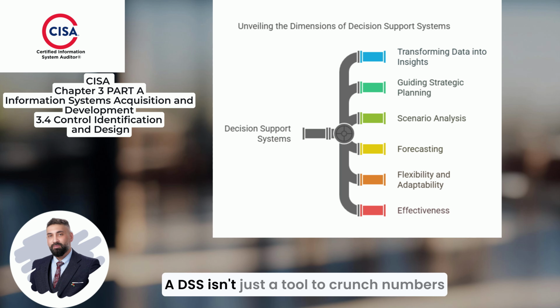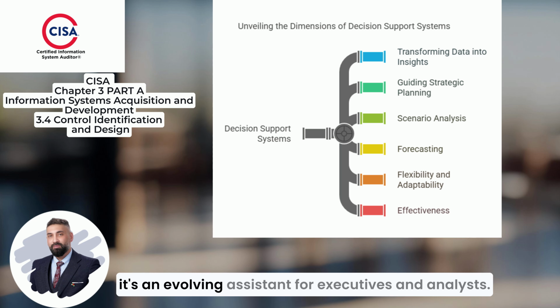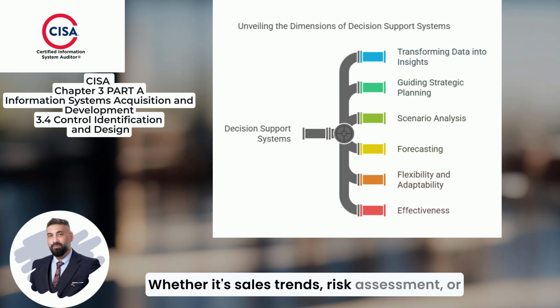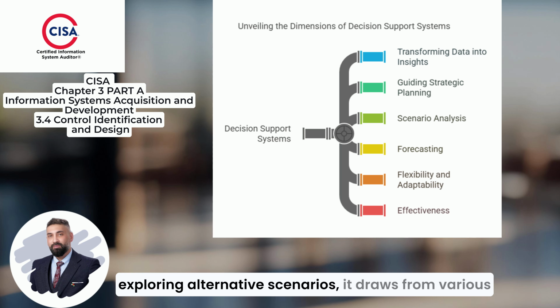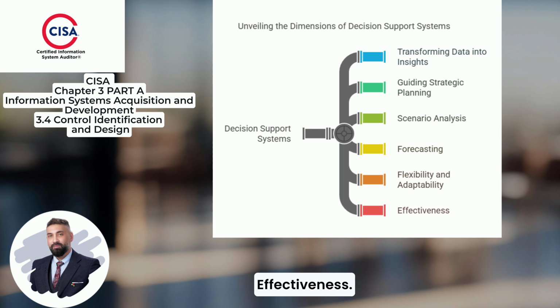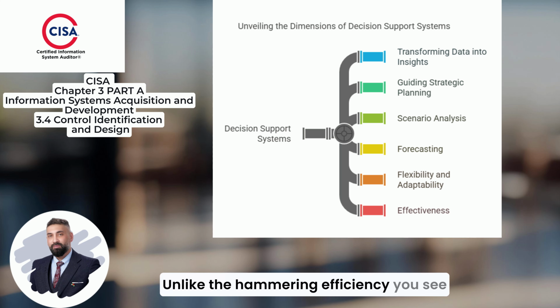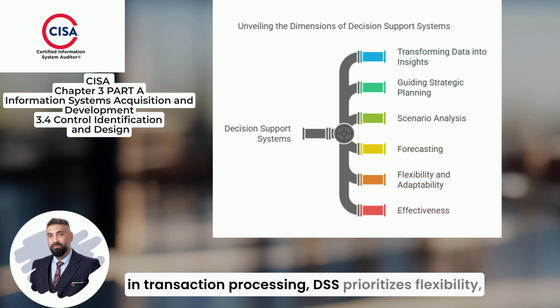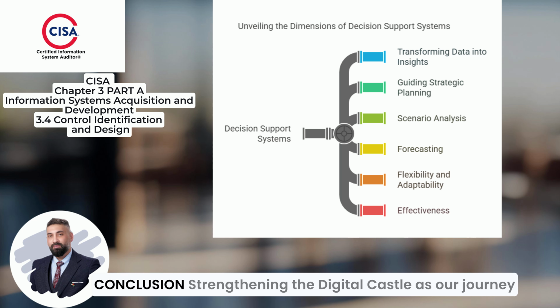A DSS isn't just a tool to crunch numbers, it's an evolving assistant for executives and analysts. Whether it's sales trends, risk assessment, or exploring alternative scenarios, it draws from various sources and even applies AI for predictions. Its ultimate goal? Effectiveness. Unlike the hammering efficiency you see in transaction processing, DSS prioritizes flexibility, adaptability, and answering the right questions to help organizations achieve informed decisions.